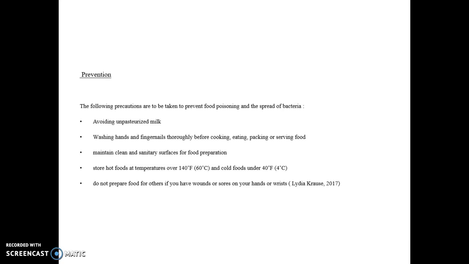It's also recommended that people who are wounded and have sores on their hands should avoid cooking food, because it's easily contaminated by the bacteria and can even transmit the bacteria. These people should also wash their hands thoroughly before cooking the food.